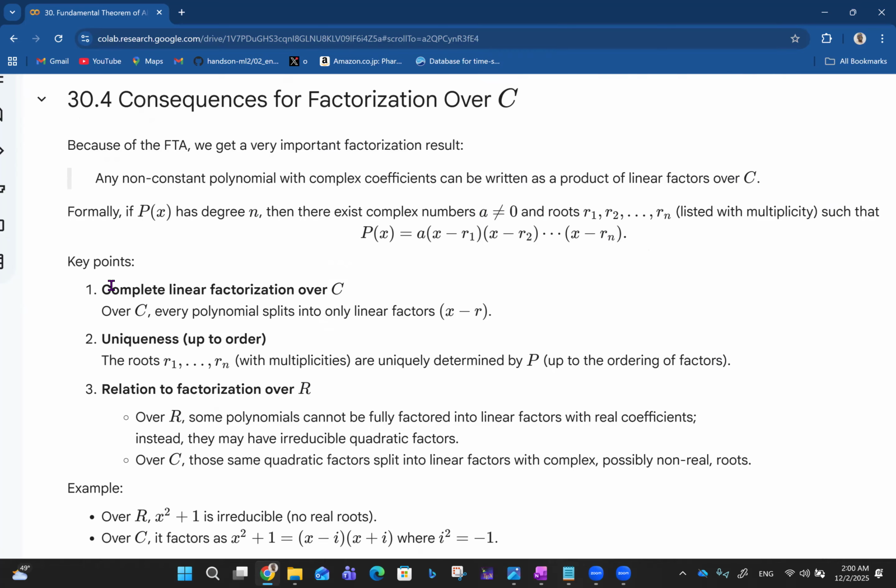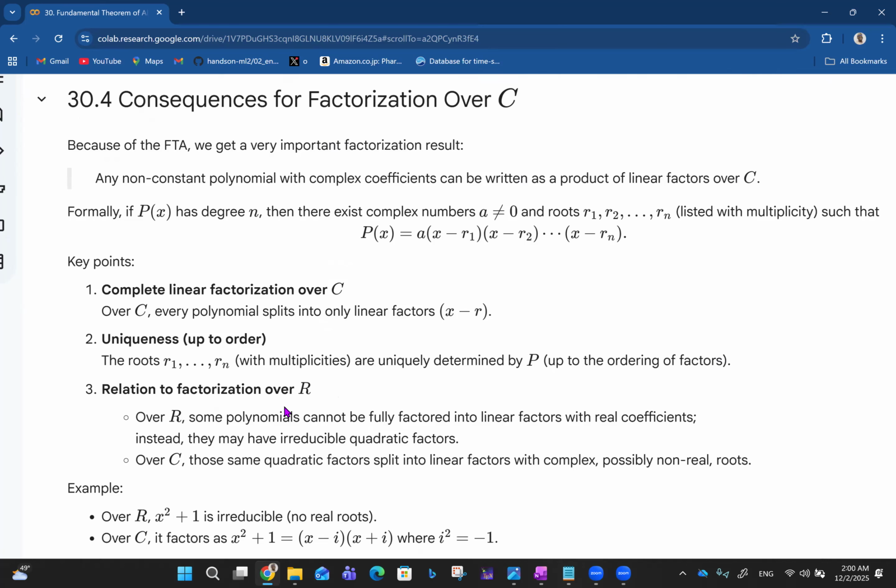So the key points: complete linear factorization over C. Over C, every polynomial splits into only linear factors x minus r, right? Then uniqueness up to order. The roots r1 up to rn with multiplicities are uniquely determined by p up to the ordering of factors. Now, the relation to factorization over R.